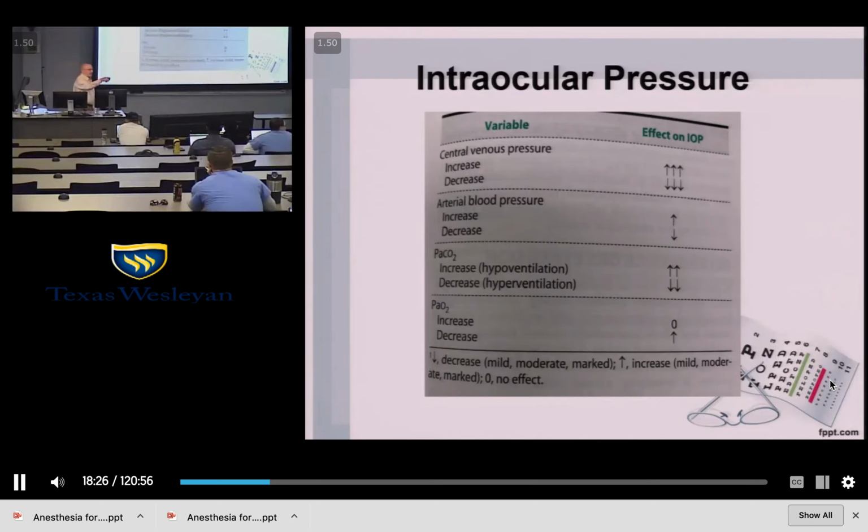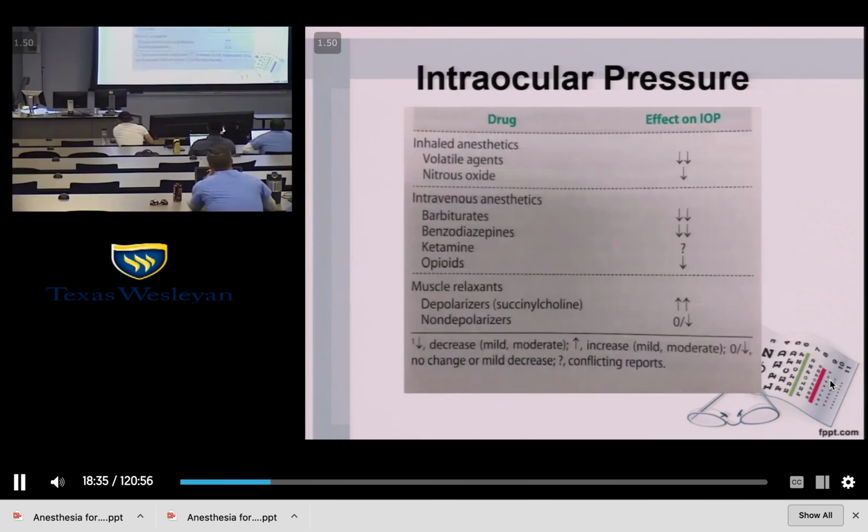Hello, turn on your microphone, that way everybody hears it. Haley, Simon, tell me. The slide right before this one? That one right there? Yep, nitrous oxide decreases your intraocular pressure. Nitrous oxide decreases intraocular pressure.